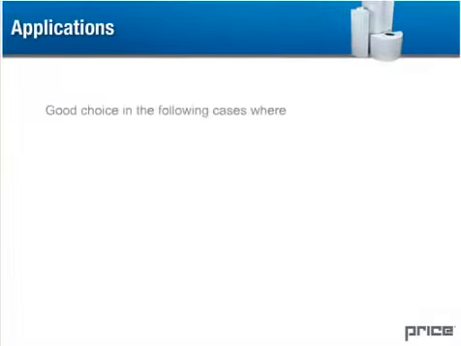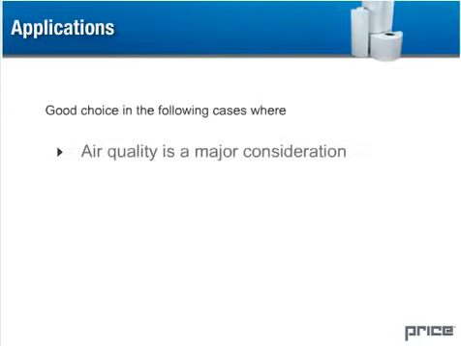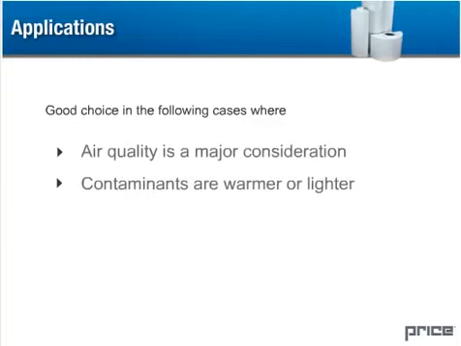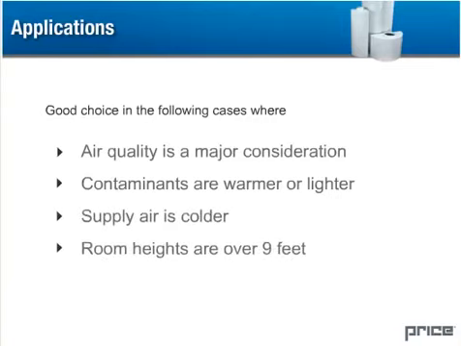Displacement ventilation is usually a good choice in the following cases: where air quality is a major consideration, the contaminants are warmer or lighter than the room air, the supply air is colder than the room air, the room heights are 9 feet or more, or low noise levels are desired.